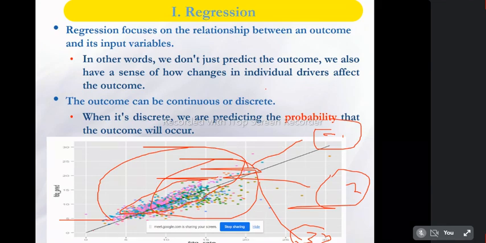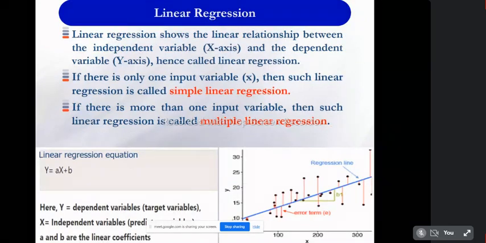But classification is used for grouping data into subcategories that have been defined previously. And there are different types of regression. For example, the first one is linear regression. Linear regression has only one input.